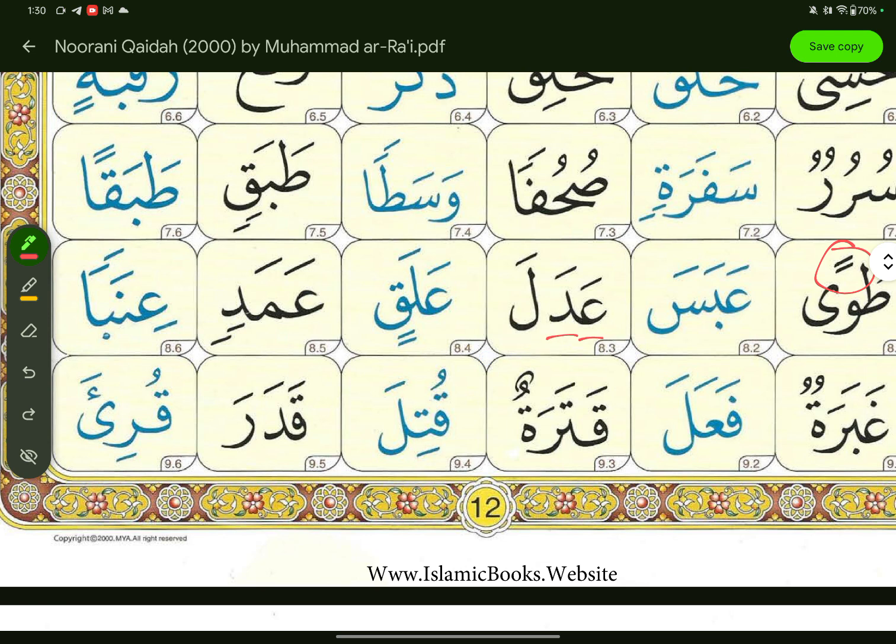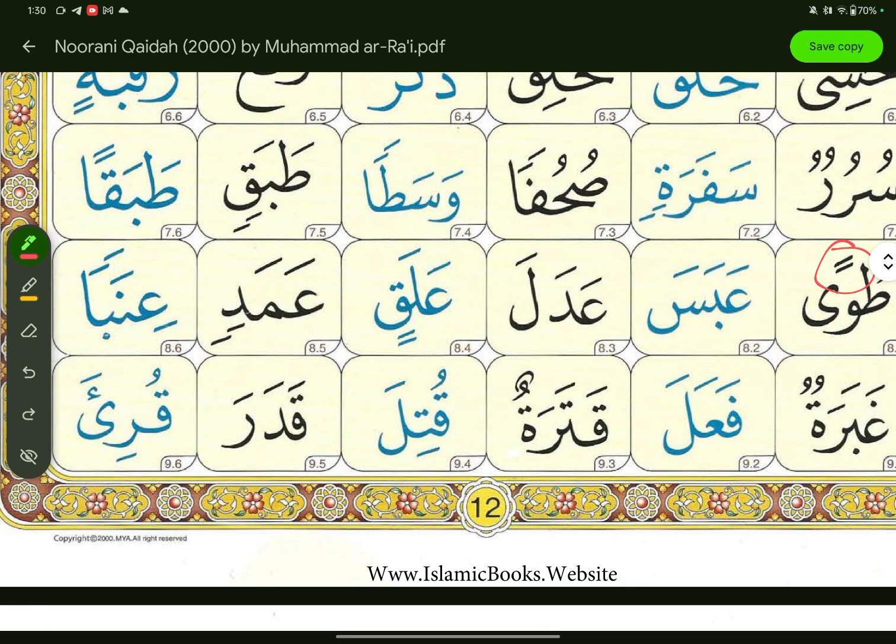Right. Is that La or...? No, this last one is La, but this one here is a Dal. Okay. Adala. Adala. Very good. Right. Very good. So I'm going to go through the rest.